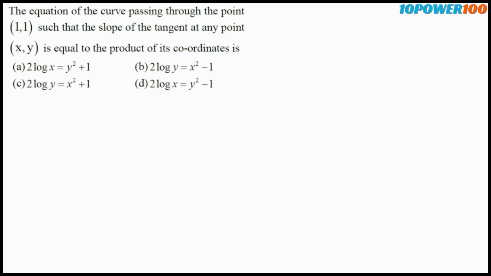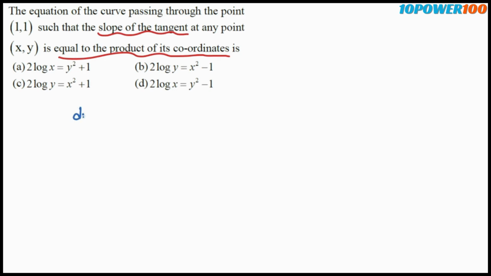The equation of the curve passing through the point (1, 1) such that the slope of the tangent at any point (x, y) is equal to the product of its coordinates. Okay, so let's solve this. If you read this line, slope of the tangent at any point is equal to product of its coordinates. So that is the major condition for us to solve here.